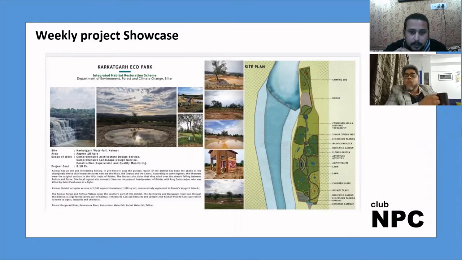Some pictures are very small, but you can see there are sculptures of animals like crocodile and the local species of the animals. There was a black buck also.